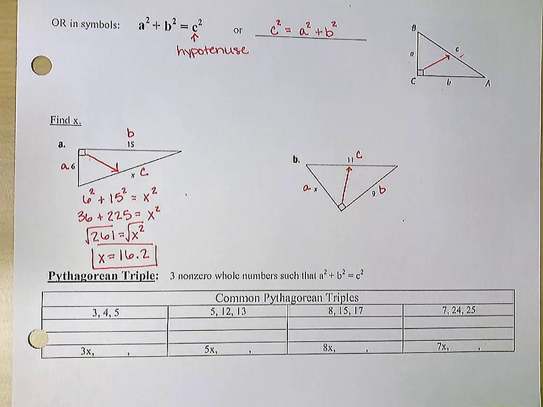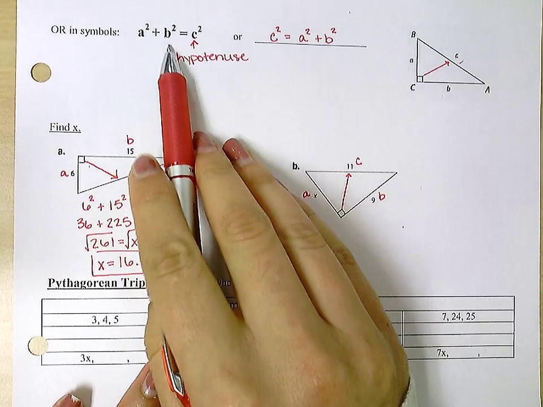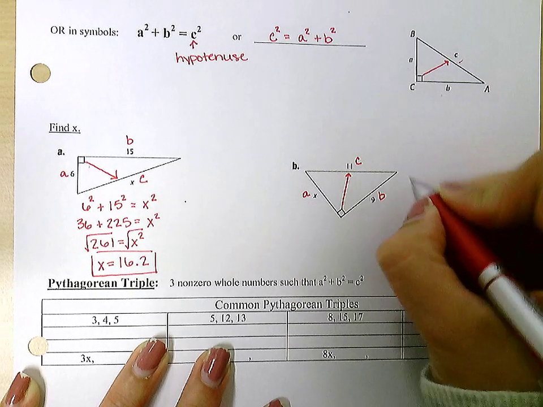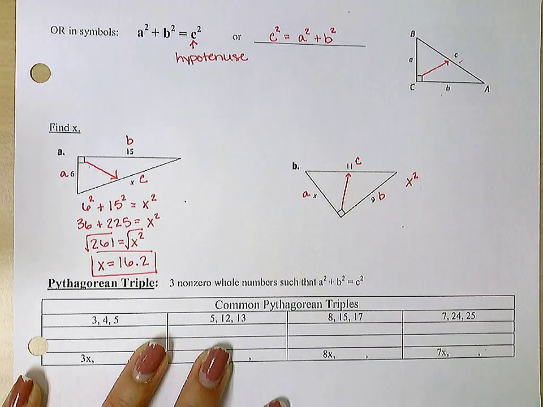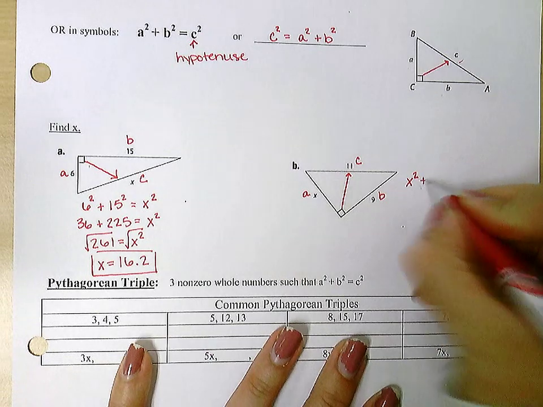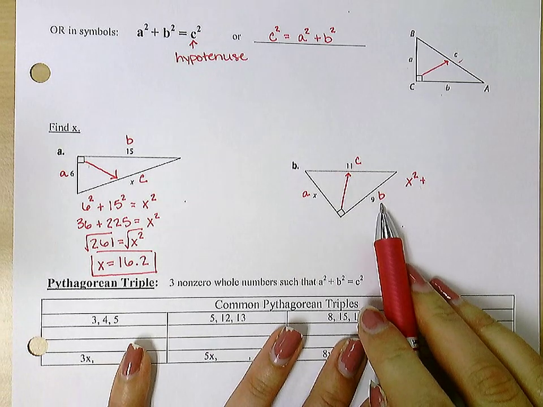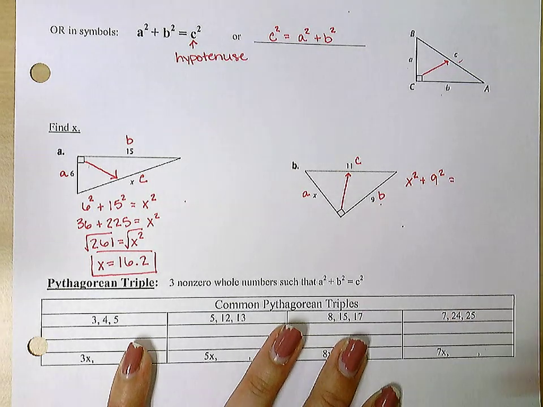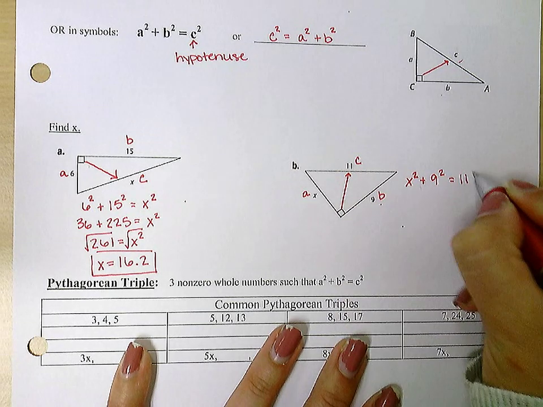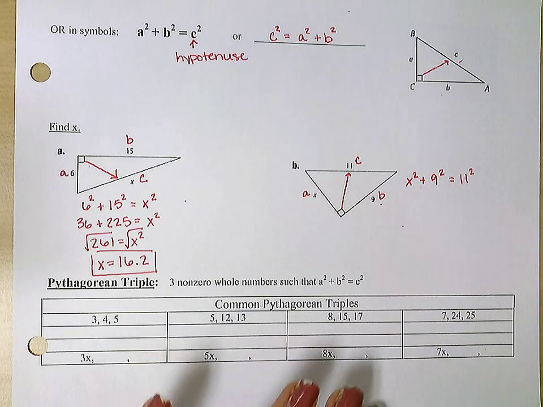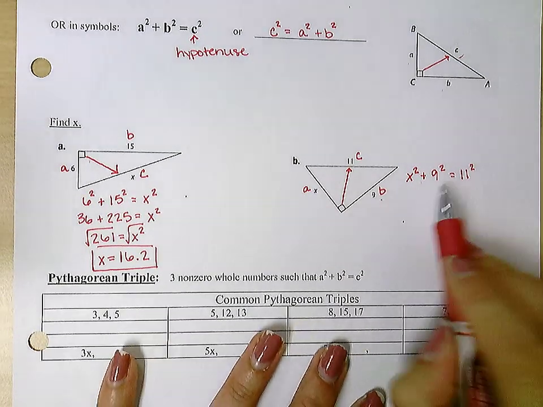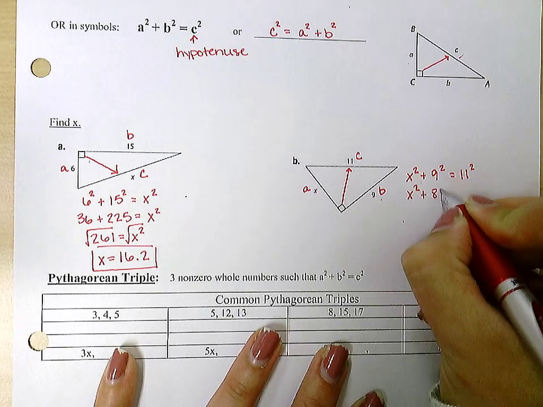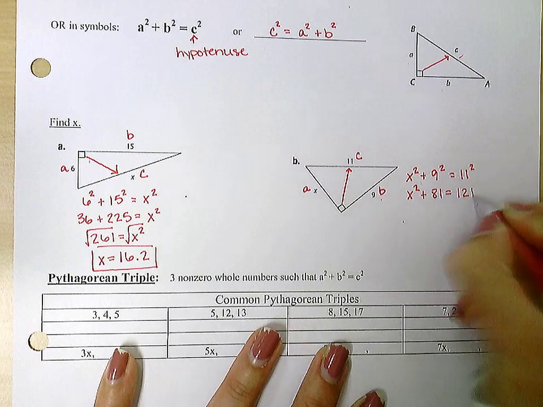Okay, from here, I can just plug it into our formula right here. So A first, that is X, and that is squared, plus our B value is 9 squared. And that's equal to our C value, which is 11, and that is also squared. Again, I can square both of my numbers. So I have x squared plus 81 equals 121.